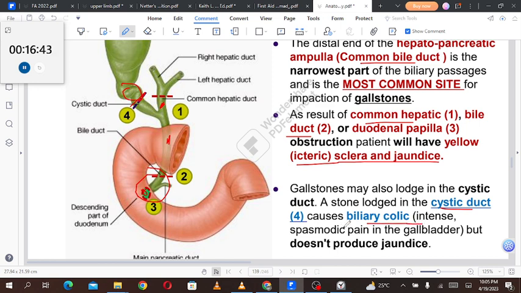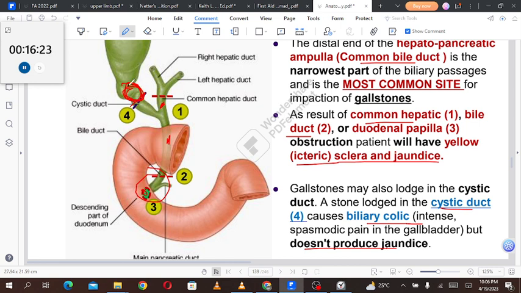Causes the biliary colic, intense spasmodic pain of the gallbladder, but does not produce jaundice. So if there is obstruction over here, it will cause just intense pain, but jaundice will not be there. If there is obstruction from 1 all the way to 3, there will be jaundice. But if there is obstruction in the gallbladder neck, there will be spasmodic pain only. The jaundice will not be seen.